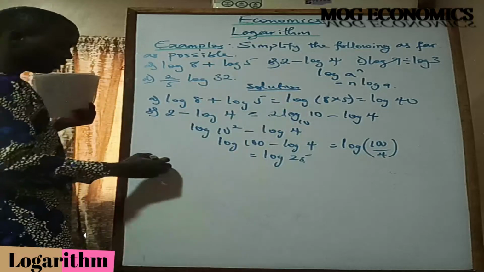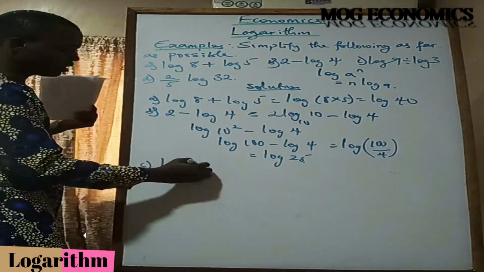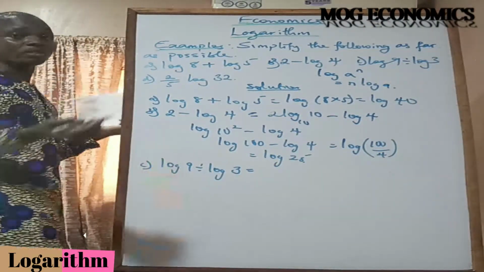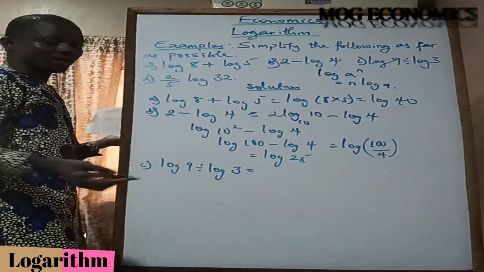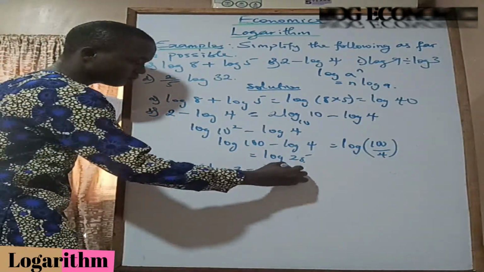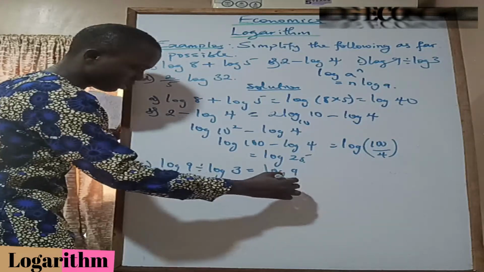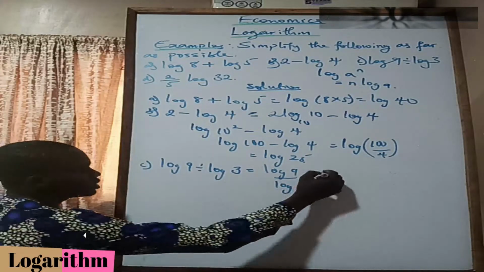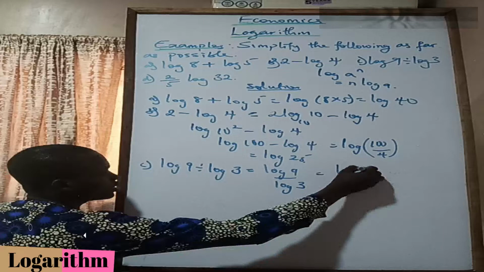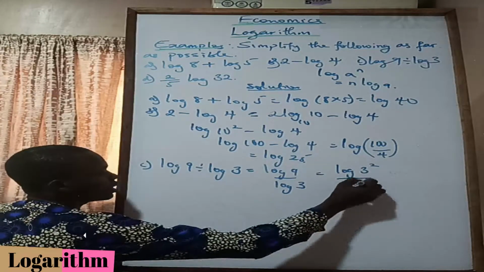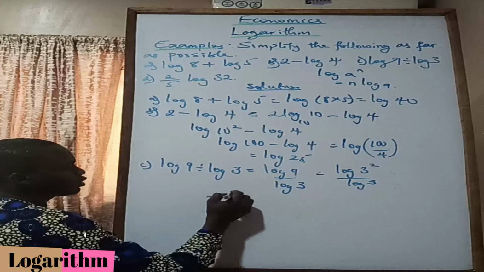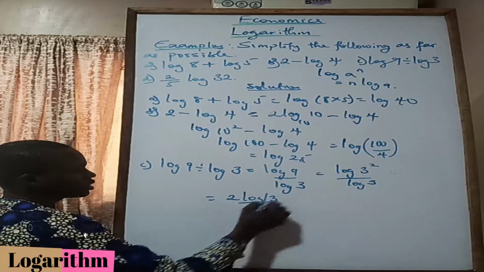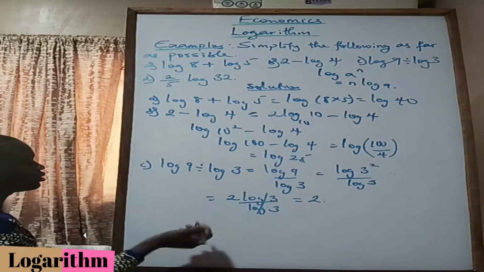Now for C is log 9 divided by log 3. So here it's looking like it's different from everything I've been doing before now. So you do the division straight up. This is going to be log 9 divided by log 3. But then we can also express log 9 in the form of log 3. So this is log 3 squared divided by log 3. And we know that we just have 2 log 3 divided by log 3. So this will cancel out and then we have 2 as the final answer. So it's not that difficult.